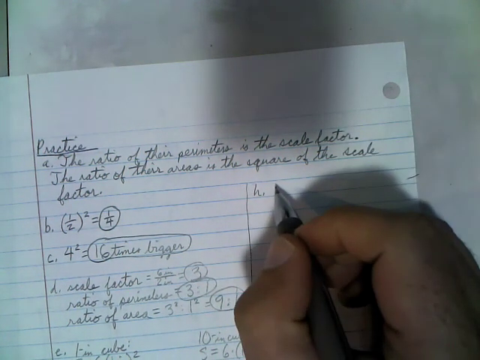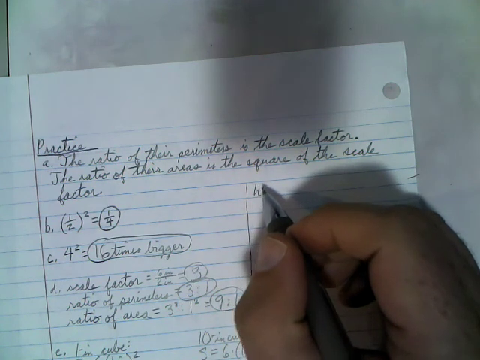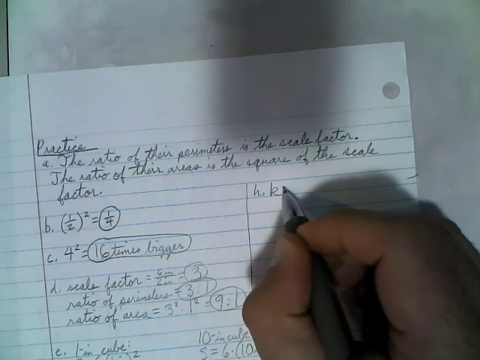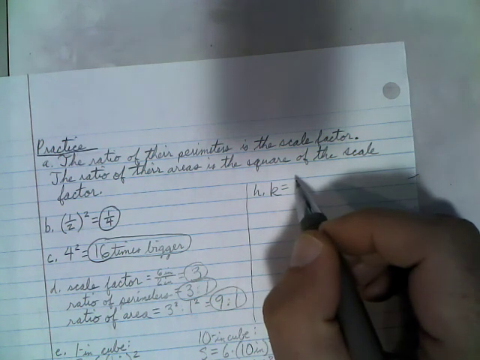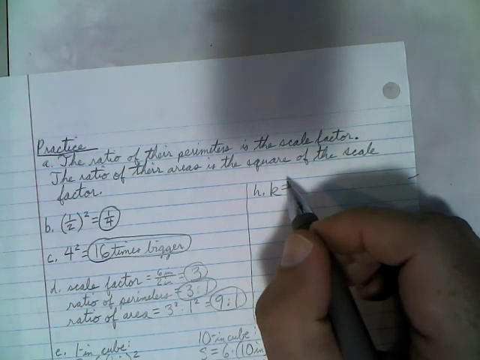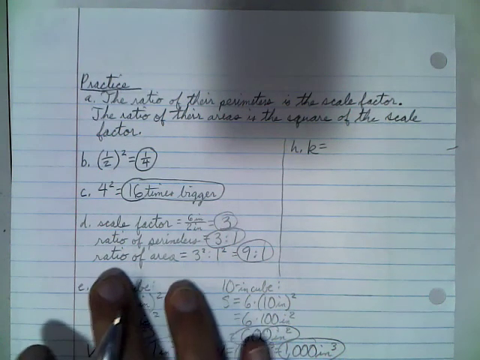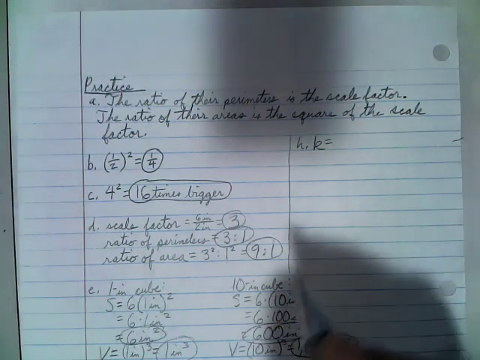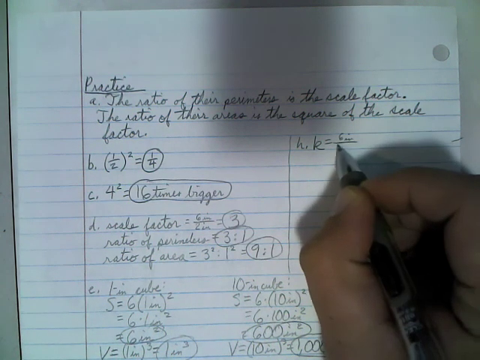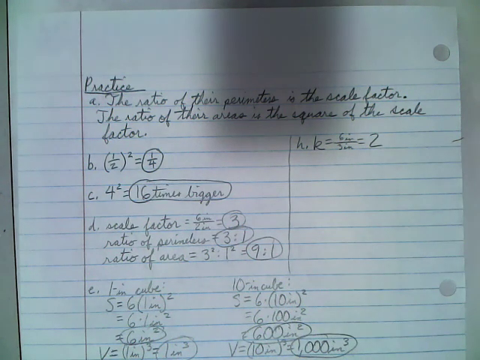So if we change them both into diameters, or change them both into radii, then we can get our scale factor. So my scale factor k here is going to be, let's just change them both into radii. For the bigger balloon, I have a 6-inch radius. For the smaller balloon, I have a 3-inch radius, which means we have a scale factor of 2.